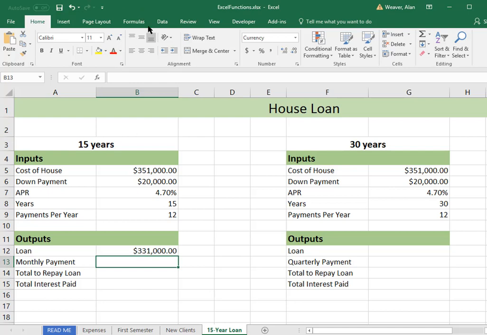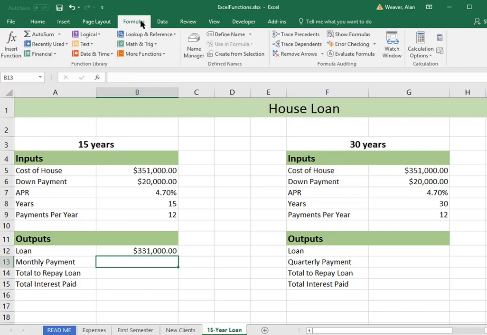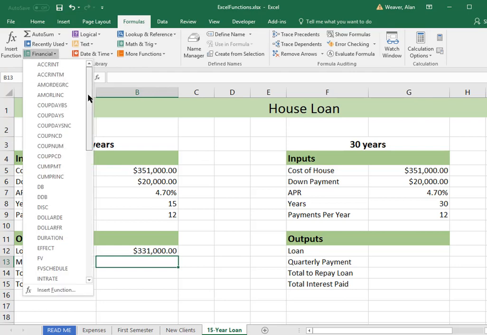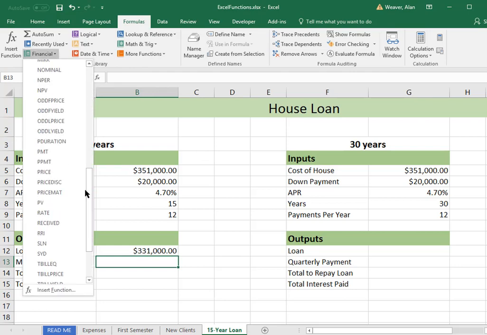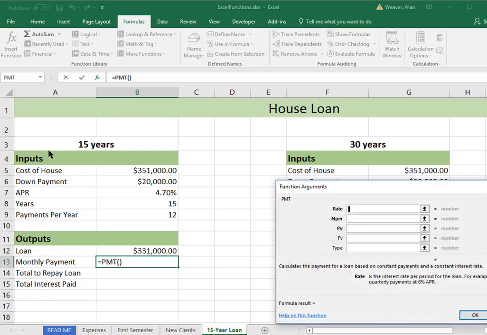There are 3 parts to it. I'm going to click on formulas, go into financial, and choose PMT. Only one P in it. You have 3 parts. These 2 are not required, the FV or the type. You have the rate, the number of payments, and the principal.